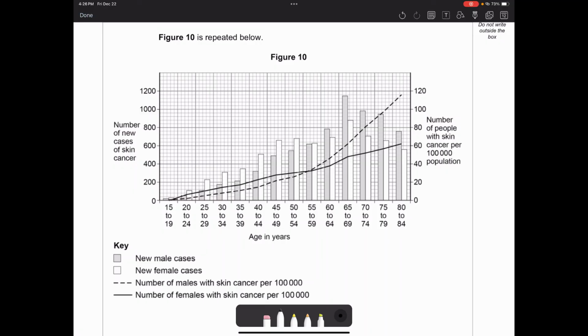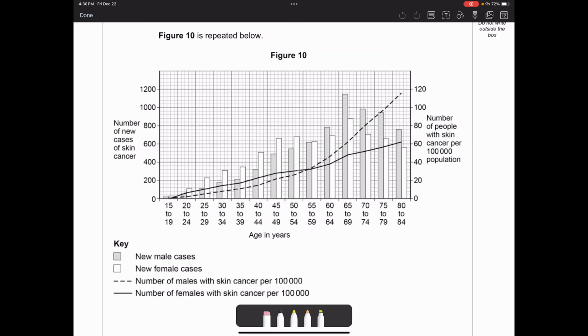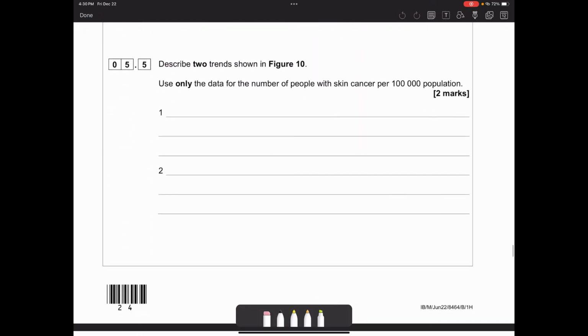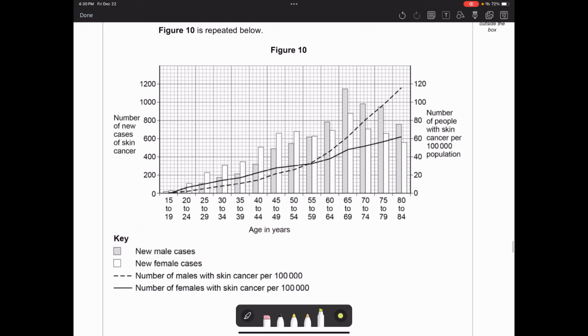So then you've got figure 10 repeated below. You've got the same graph, same information, they just give you a fresh copy of it in case you've annotated the previous one for the previous question. It then says, describe 2 trends shown in the data in figure 10. But I'm only using the data for the number of people with skin cancer per 100,000 of the population. So I can only refer to, this time, my dash line and my solid line. I'm ignoring my bars. So again, I'm looking for 2 trends.